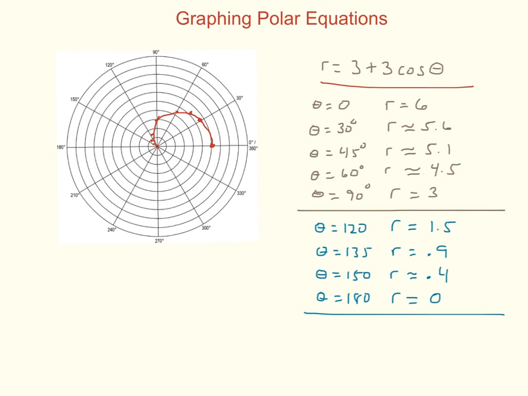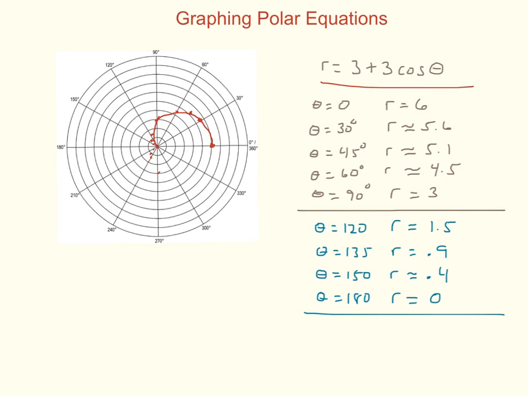Okay, and now we're going to go through and do the next set as well. But once you do this, you will start noticing a pattern. For example, at 210, I'm going to be back at 0.4. At 225, I'm going to be at 0.9. At 240, I'm going to be at 1.5. And then at 270, I'm going to be back at 3. And so I'm going to plot those points, and we can see what that looks like.